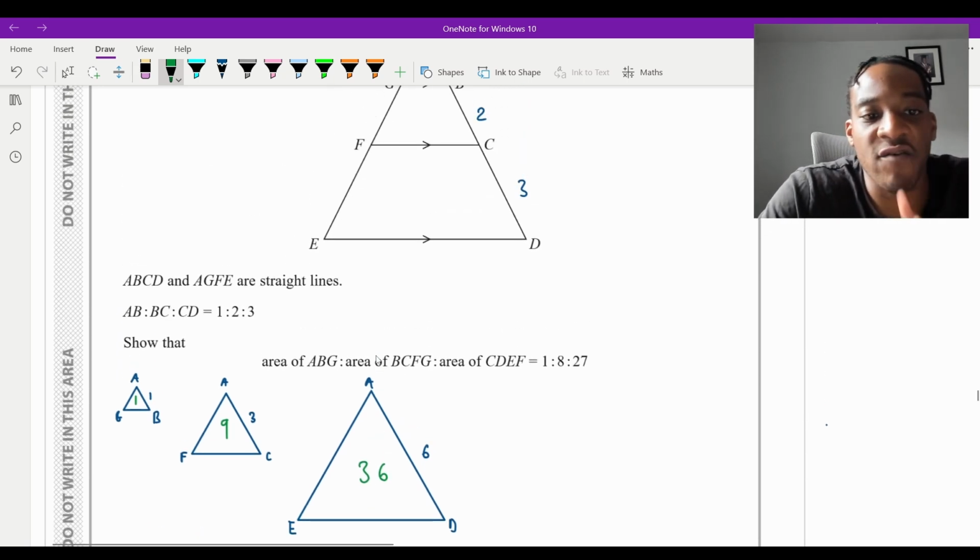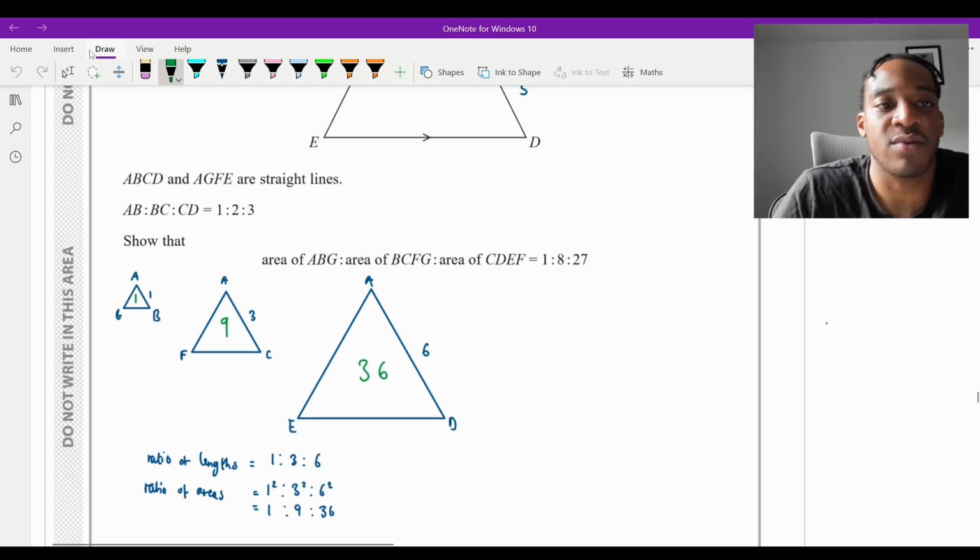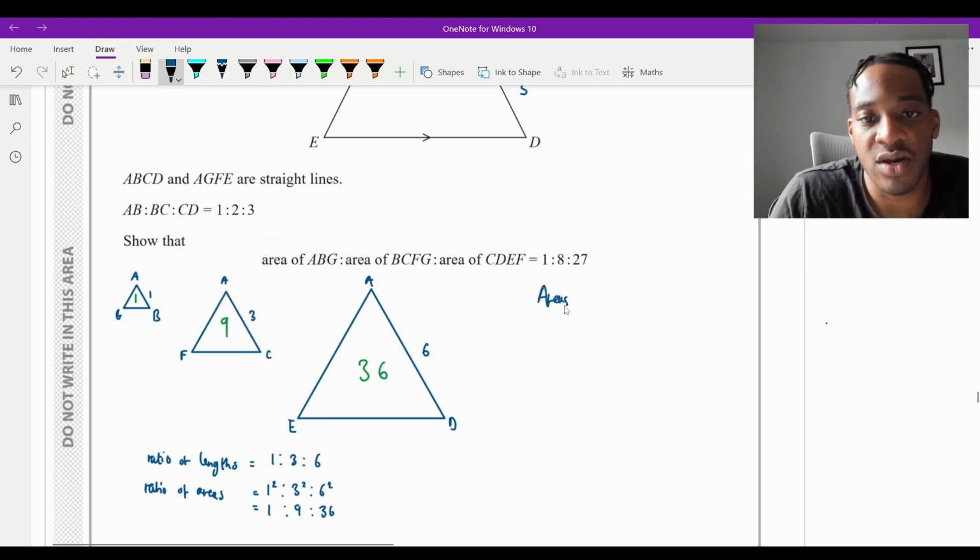Now, we need the area of ABG to the area of BCFG to the area of CDEF. Now, how do we do this? Well, the first one is very easy. ABG is just a triangle here. So I'm going to say areas now. ABG, we know is just equal to 1. That's 1 right there. That's fine. Now we need BCFG. I'm going to write BCFG here.